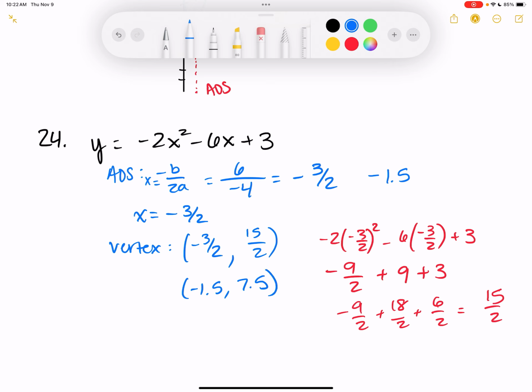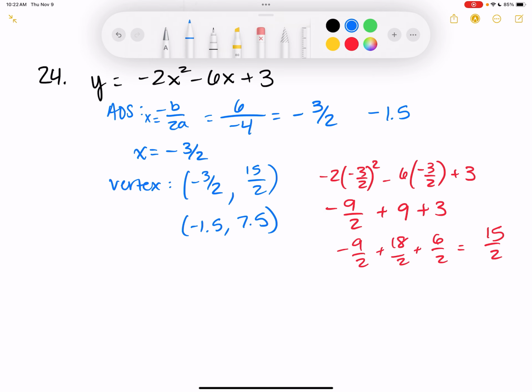Okay, so we always need to do that first before you ever even set up your graph, because otherwise you're going to probably end up having a graph that goes way off your graph if you're not careful. So I know that I need to go up to a y value of 7.5. But what do I know about this graph? It's going to be upside down. Okay, it's going to open down.